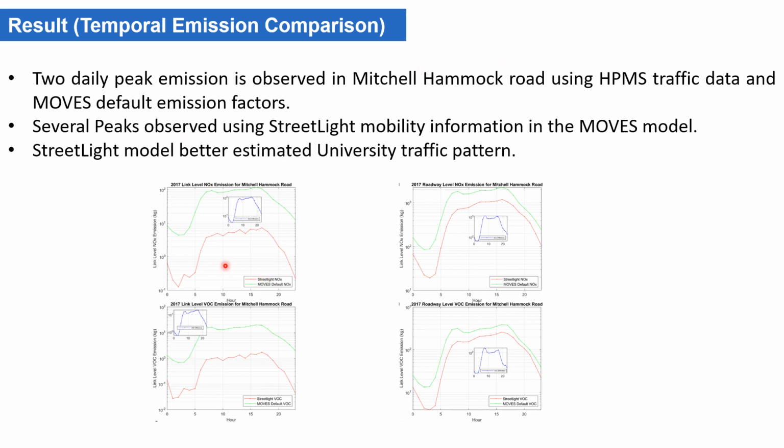For the streetlight model, we can see that there are several emission peaks over the course of the day. But for MOVES default HPMS based model, their factors are such that they consider this urban street as a typical urban road, which consists of only two emission peaks in the course of the day. One is in the morning time and one is in the evening time.